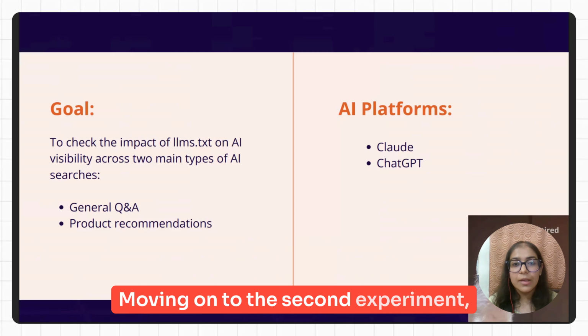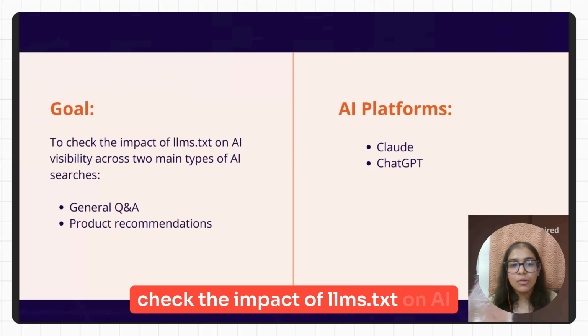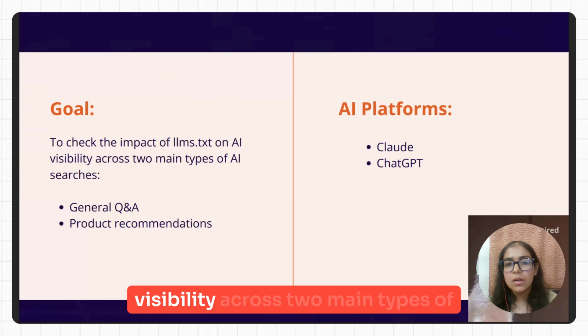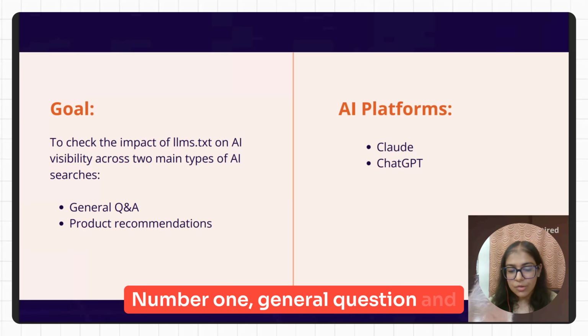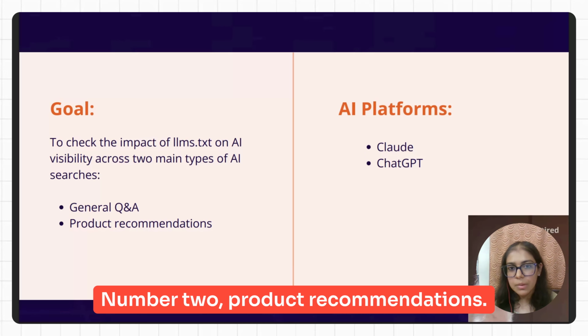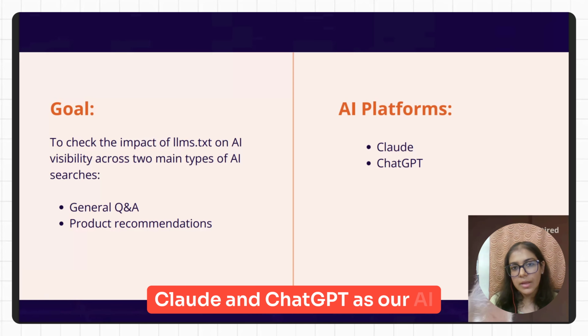Moving on to the second experiment. The goal of this experiment was to check the impact of llms.txt on AI visibility across 2 main types of AI searches. Number 1, general question and answers. Number 2, product recommendations. And for this experiment, we chose Claude and ChatGPT as our AI platforms.